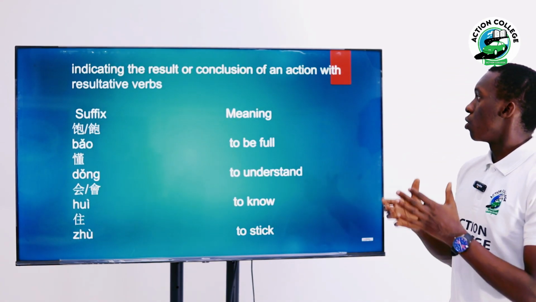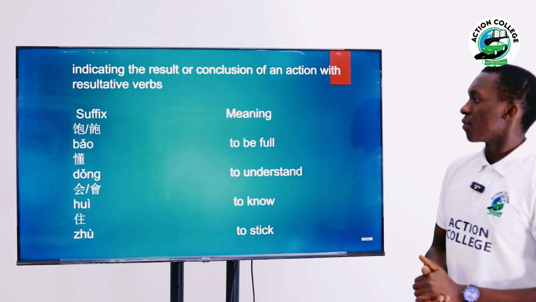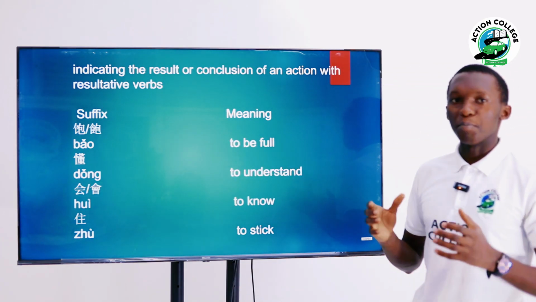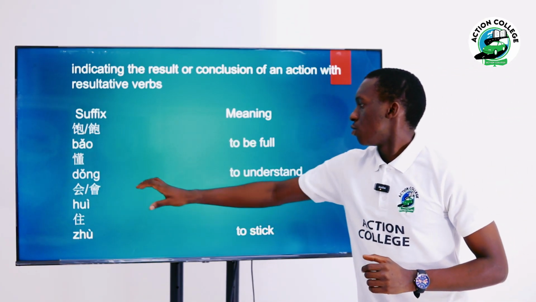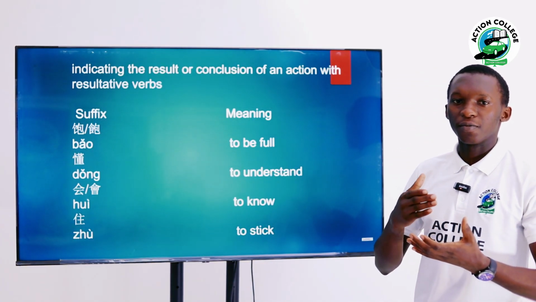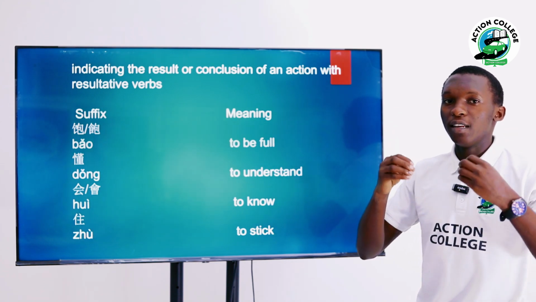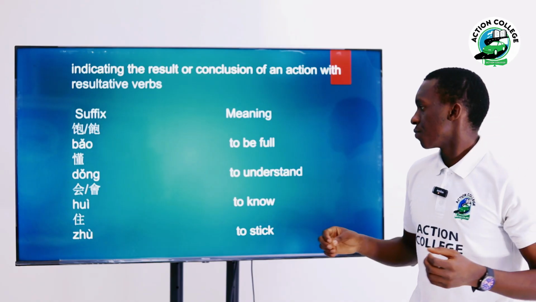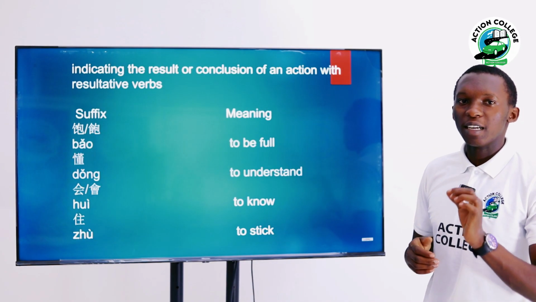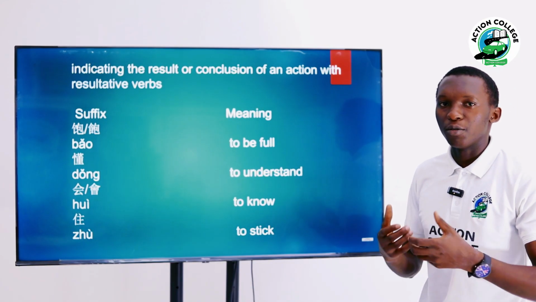Indicating the result or conclusion of action with resultative verbs. These resultative suffixes, the first is bao, to be full. Dong, to understand, which may be to understand through different ways. You may understand through hearing, you may understand through reading, or any other way which may let you understand. Hui is to know. Sometimes we use hui as a modal verb to mean to be able or can.